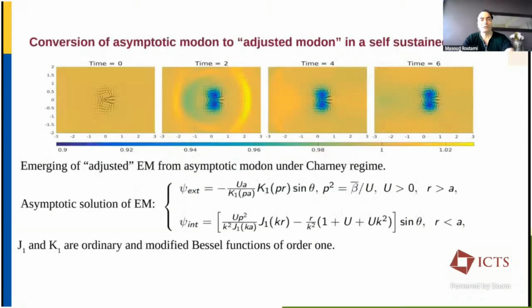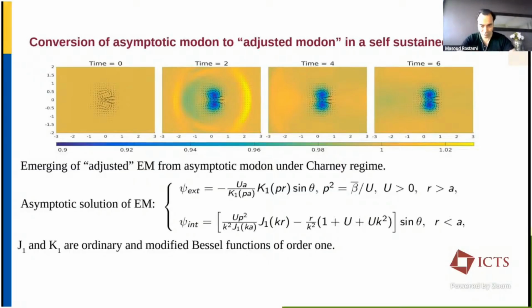As you see here, the asymptotic modon at time zero has no pressure; we have just the velocity field. But as time goes on, and these times are non-dimensional, so you should convert them to days or something, you see that after emission of some gravity waves due to adjustment, we have this adjusted equatorial modon, and this equatorial modon is a coherent structure.